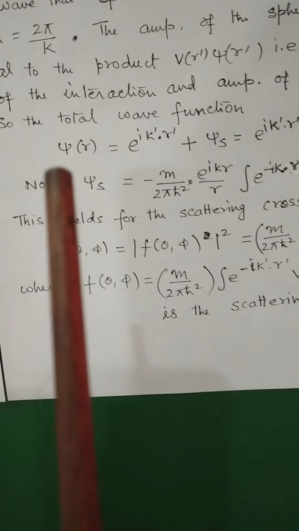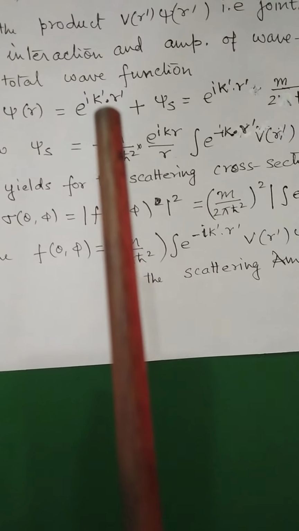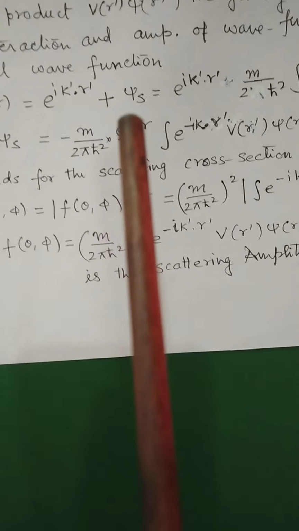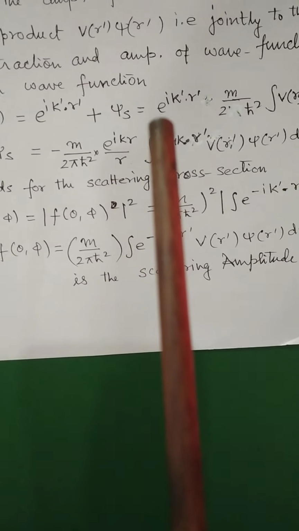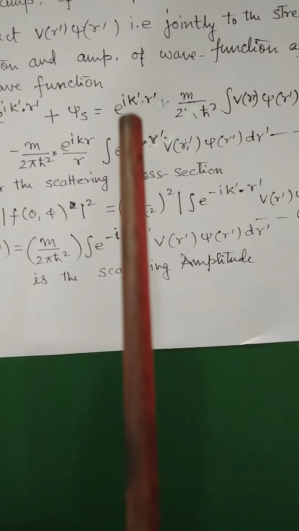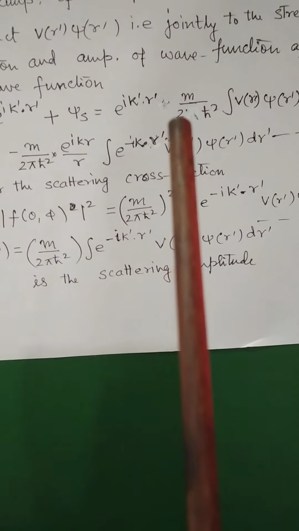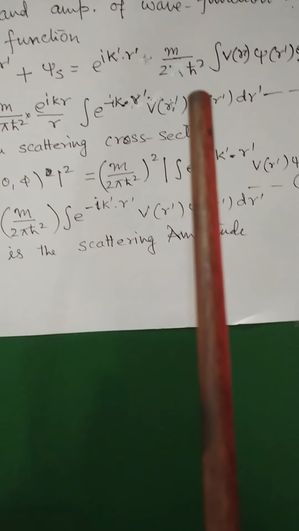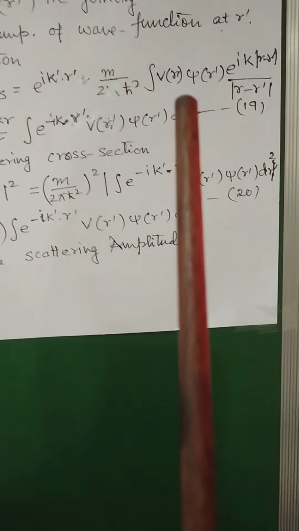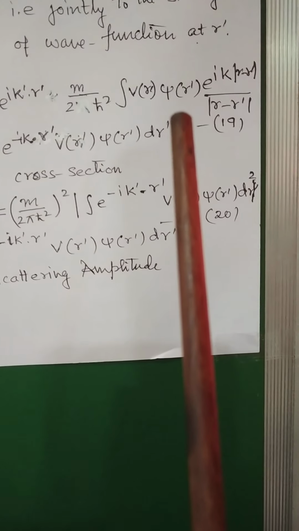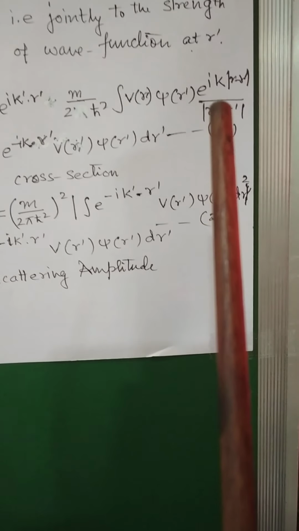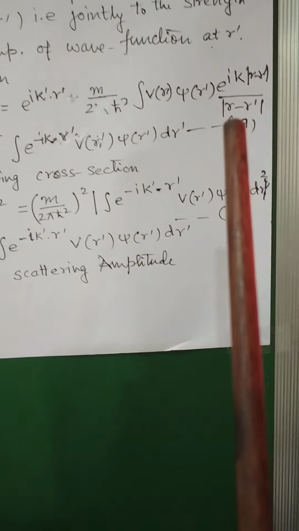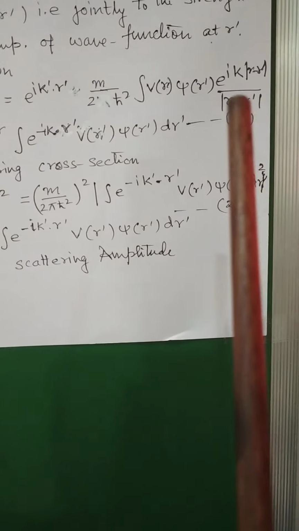So the total wave function psi of r is equal to e raised to the power of iota k dot r plus psi s, which is equal to e raised to the power of iota k dot r plus m upon 2 pi h cross square, integration of v function of r dash psi function of r dash e raised to the power of iota k absolute value of r minus r dash, divided by absolute value of r minus r dash.